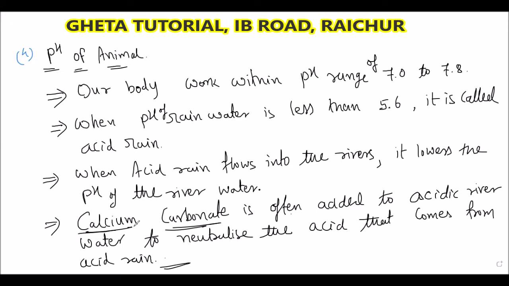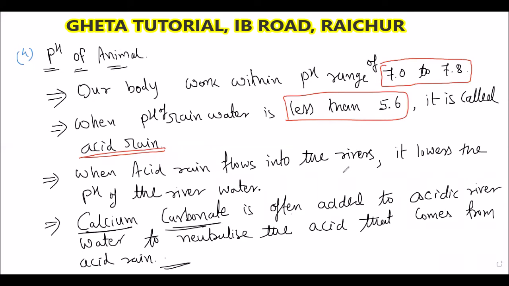That is the pH of the animals. Our body works within the pH range 7.0 to 7.8. When the pH of rainwater is less than 5.6, it is called acid rain. When acid rain flows into the river, it lowers the pH. If the acid increases, we have to add calcium carbonate to the acidic river so that it neutralizes the acid present in the river.